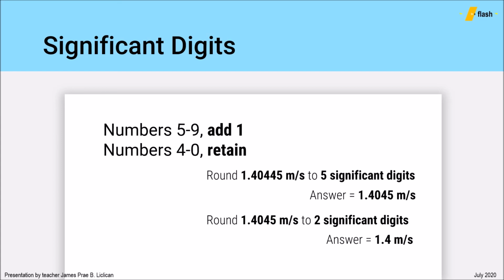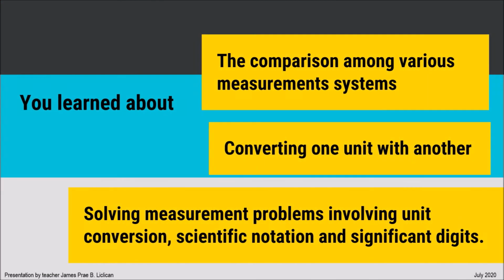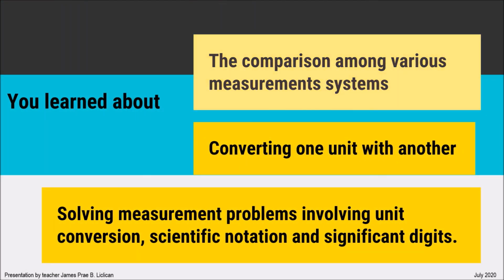To recap, you learned about the comparison among various measurement systems, converting one unit with another, and solving measurement problems involving unit conversion, scientific notation, and significant digits. Remember that in solving problems, you have to simplify the process. Find the simplest means possible.